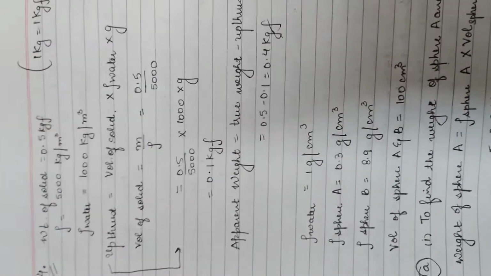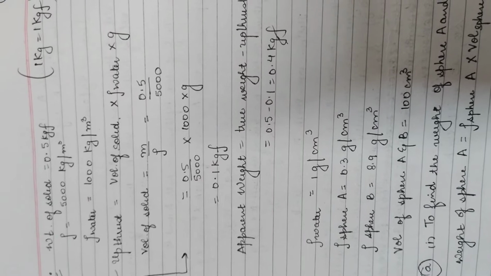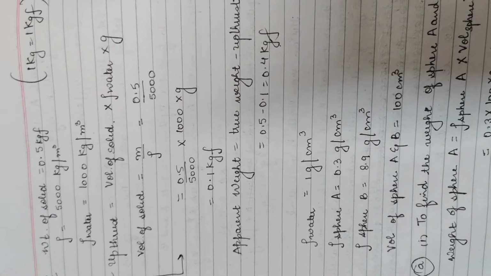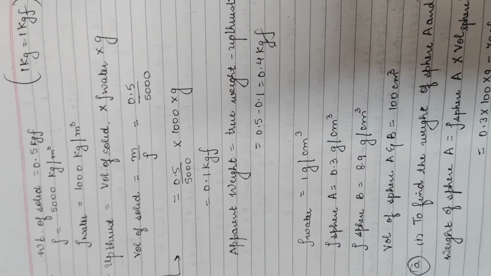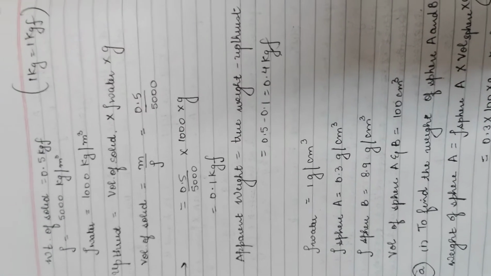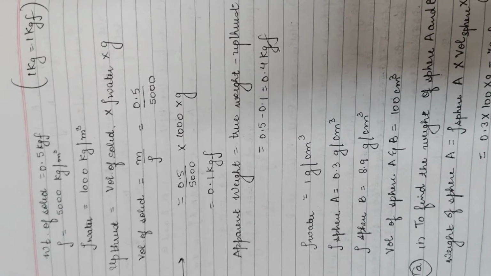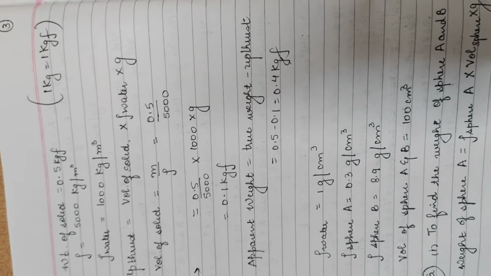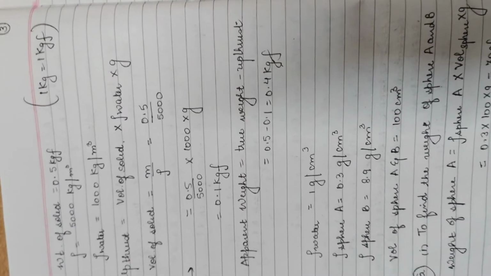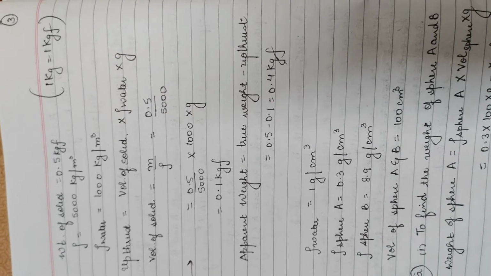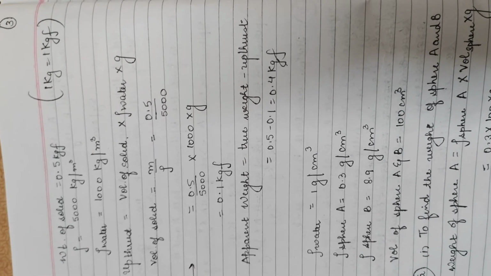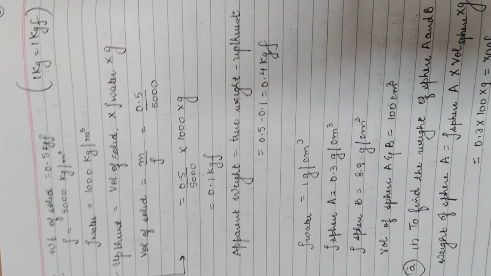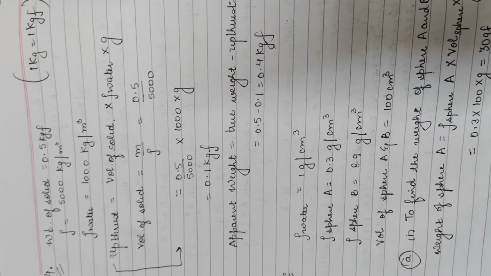Fourth question, they are saying if a solid of density 5000 kg per meter cube weighs 0.5 kgf in air. So one thing they have given to us, density of solid, that is 5000 kg per meter cube, and weight of the body as 0.5 kgf. Density is given to you, weight is given to you. It is completely immersed in water of density 1000 kg per meter cube. So calculate the apparent weight.